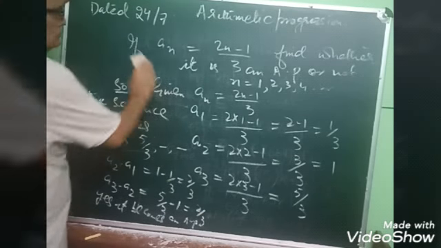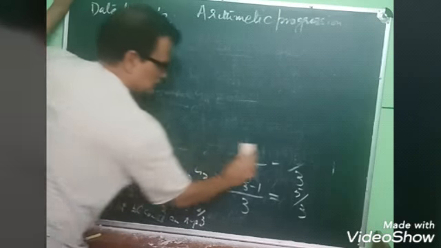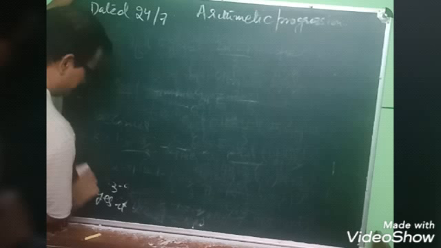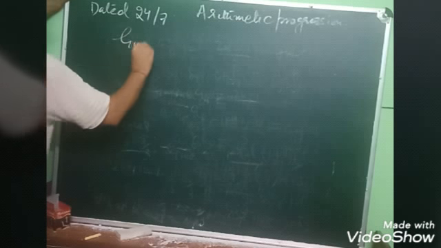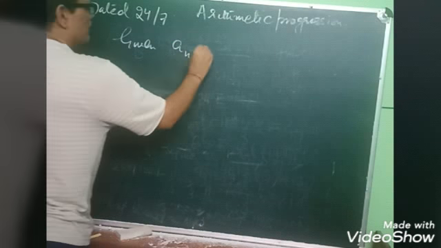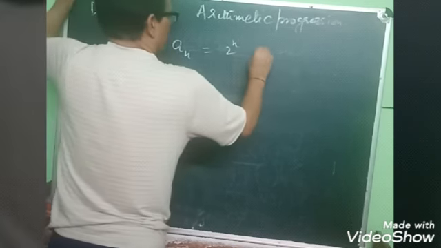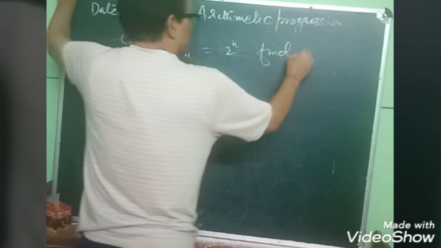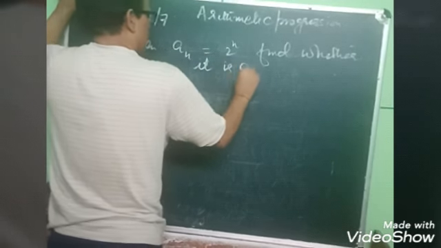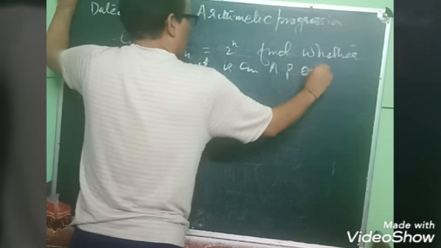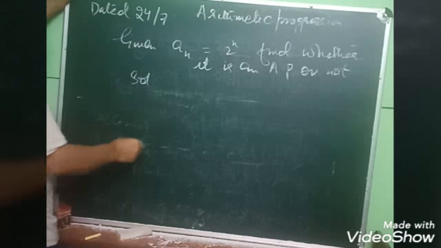Now next one. It is given an is equal to 2 raised power n. Find whether it is an AP or not. So we will write the solution. n is again 1, 2, 3 and so on.